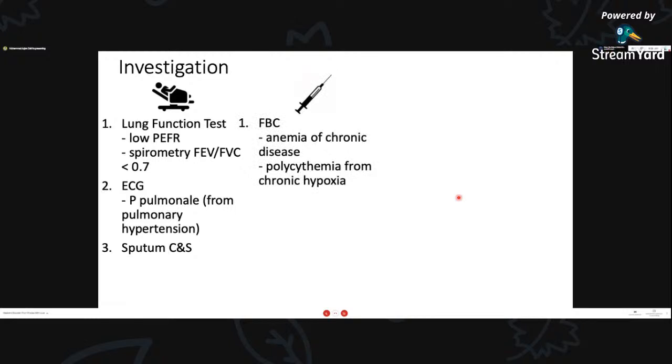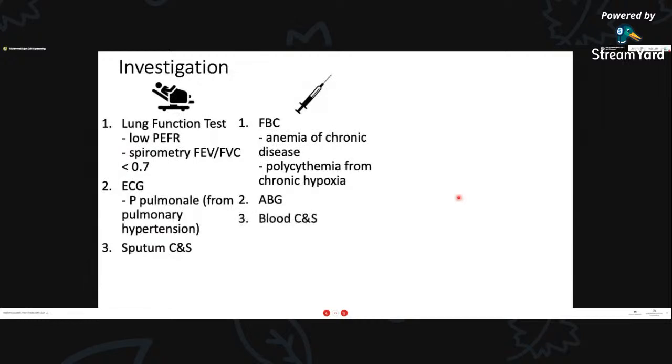Blood will be FBC. We can see anemia of chronic disease, or we can see a polycythemia because of the chronic hypoxia. So as we know, chronic hypoxia will be a stimulant of erythropoietin release from our kidney. Hence, it will promote the erythropoiesis as part of the compensatory mechanism because of the chronic hypoxia. ABG will be important to know if the patient is in failure or not, as well as to know if the patient is in respiratory acidosis or not.